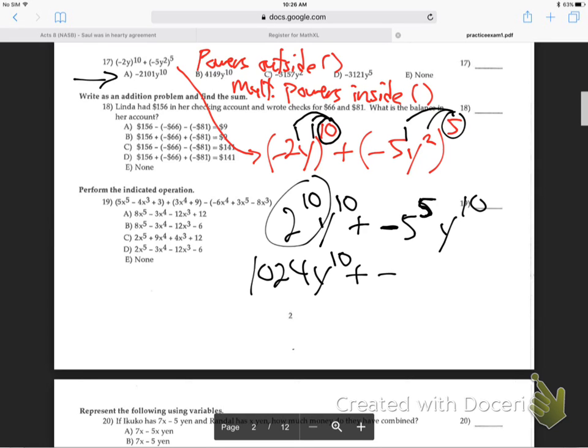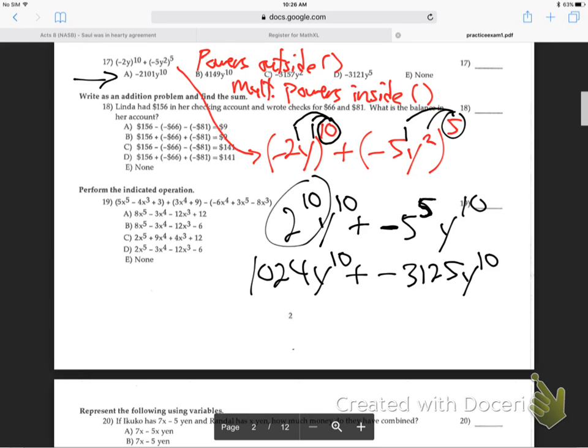Do 5 to the 5th. 3125. Thank you. Y to the 10th. Why did the 2 say positive but the negative 5? Good question. It's because there were 10 minus signs, an even amount. Remember, every 2 minuses make a plus, whereas this was an odd amount of minus signs, so it stayed minus.